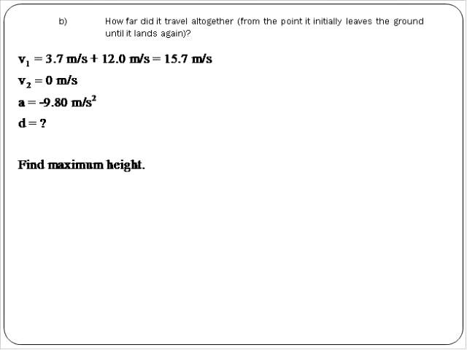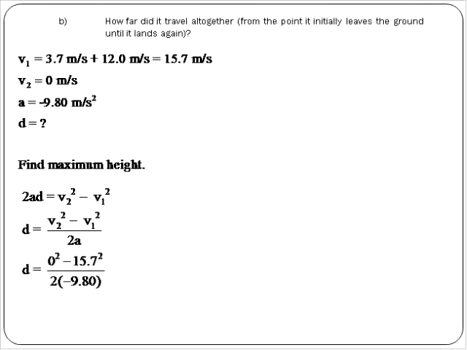So what I'm going to find first is the maximum height. And again, the acceleration is negative 9.80. So we use this formula again. I rearrange it this time for d instead of V2, so I write it that way. When I plug in my values, I get that. And there's my maximum height. That's how far it goes up from the balloon.